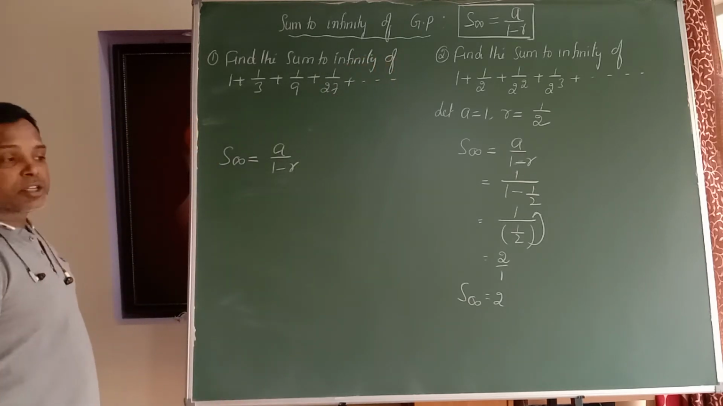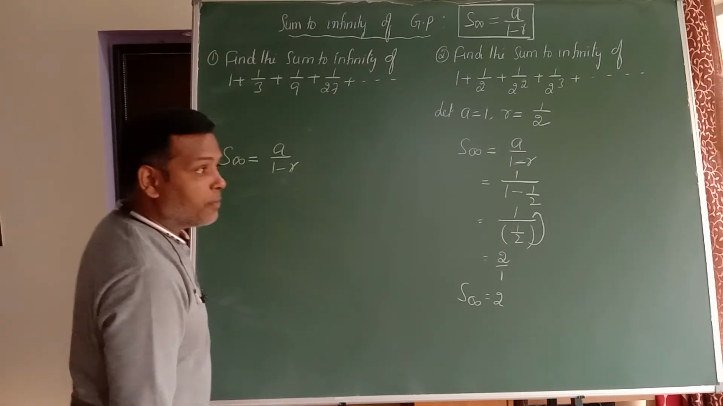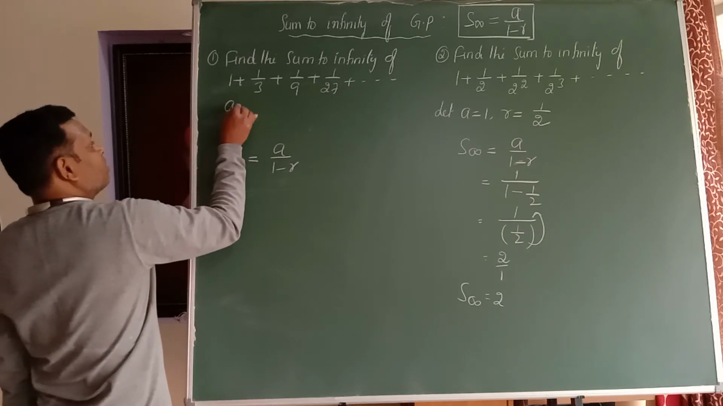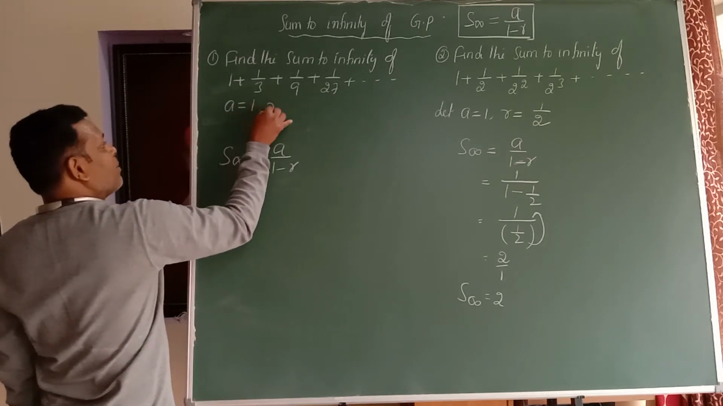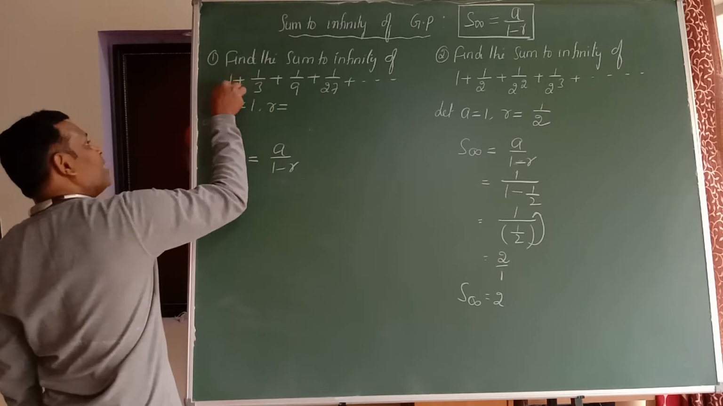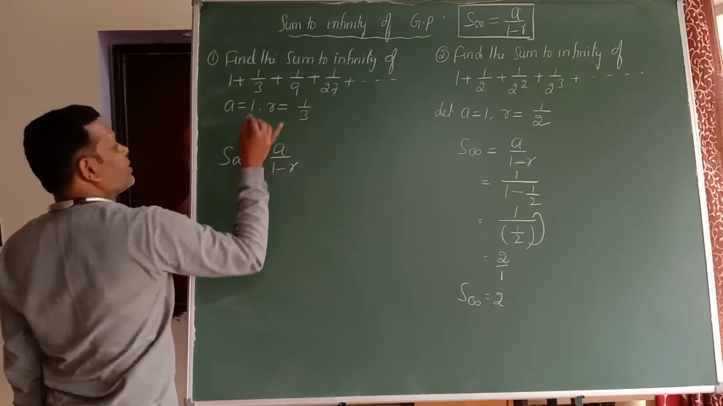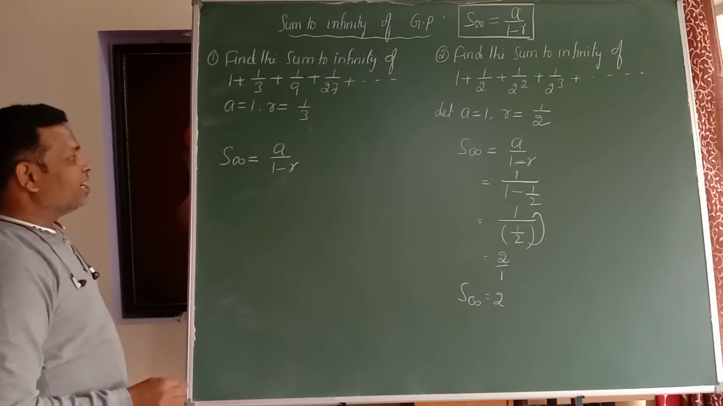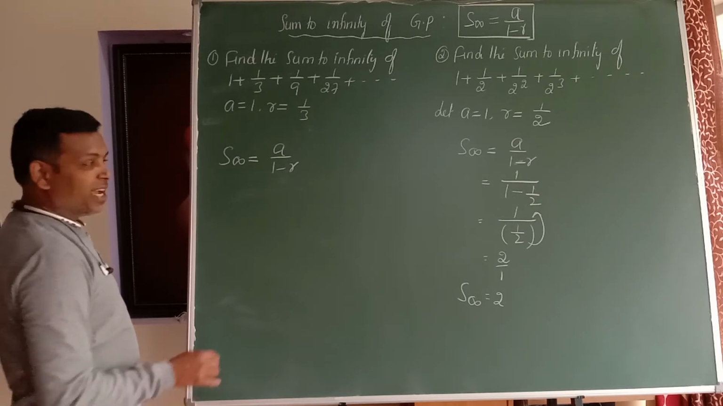Here, collect the first term and the common ratio. What is the first term? First term A is equal to 1. Common ratio R is equal to T2 by T1, which is 1 by 3. Now we have S infinity equal to A divided by 1 minus R.